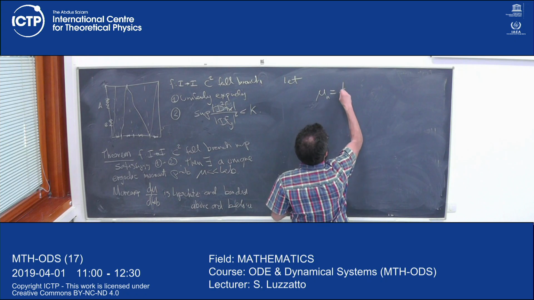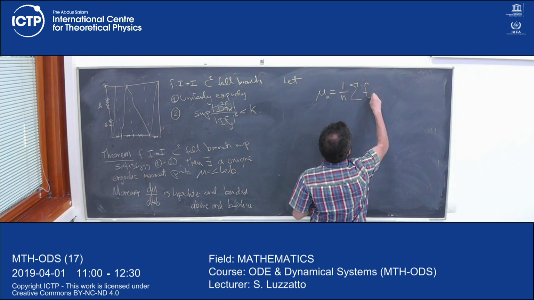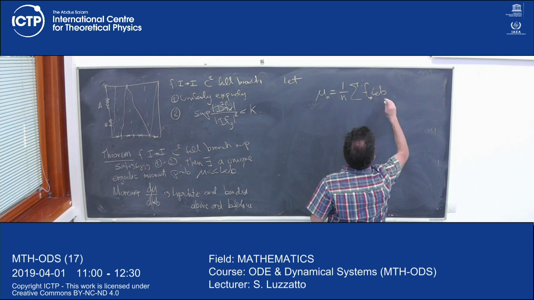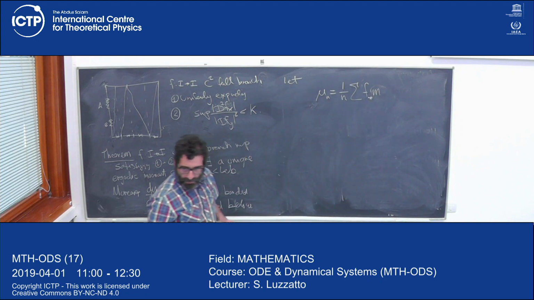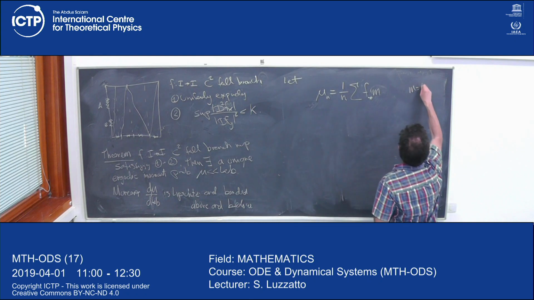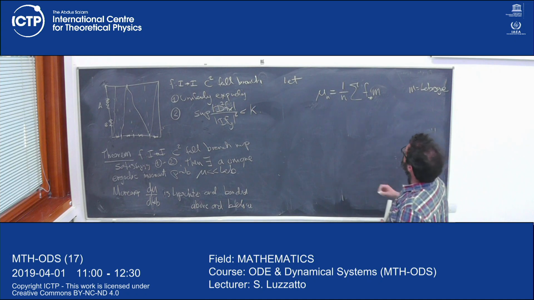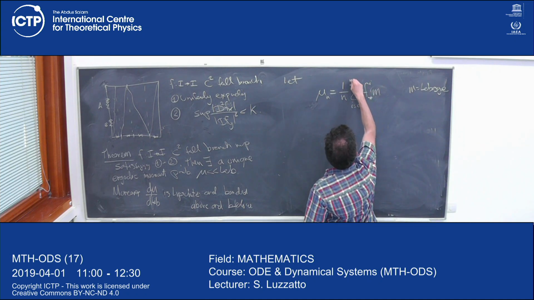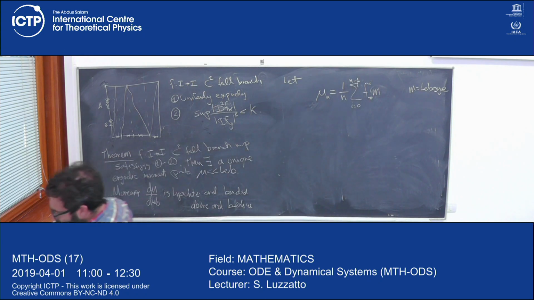So mu n is 1 over n, the sum of f star of Lebesgue measure. Is it okay if I use m for Lebesgue measure? I'm just used to using that. Okay, so I'll just use m. M is equal to Lebesgue, with i equals 0 to n minus 1. Have you seen this before?